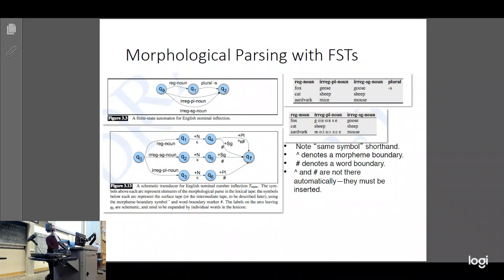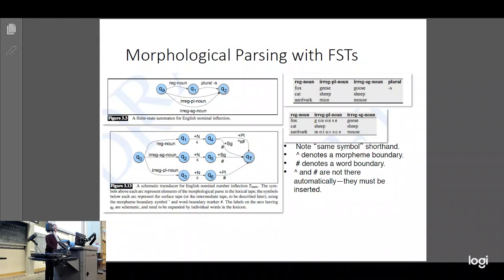Basically, you can add here a guesser. You can add a network that will let any other string be a regular noun. Then you can have a finite state automaton that will recognize any of the nouns in English, basically. Well, that's not very interesting because we don't want to just recognize nouns. We want to be able to generate them and parse them. So we can convert this to a finite state transducer that does that.